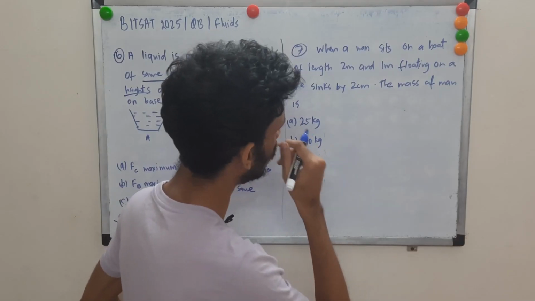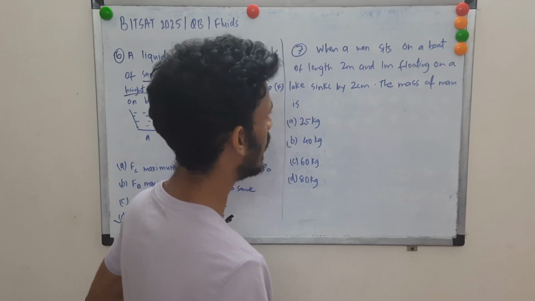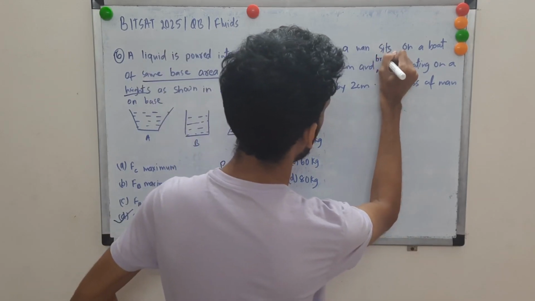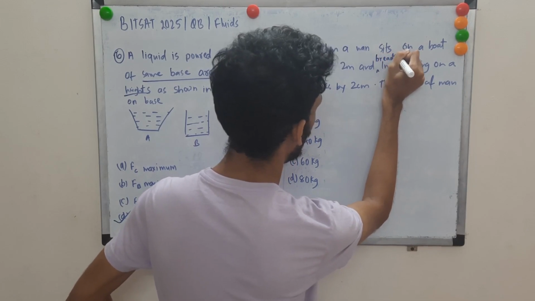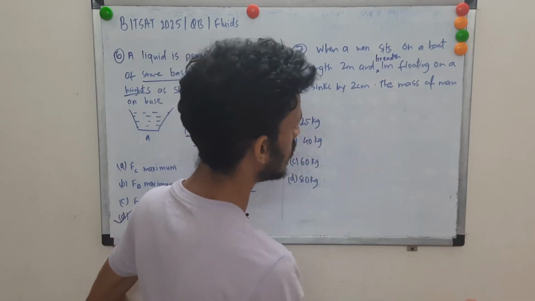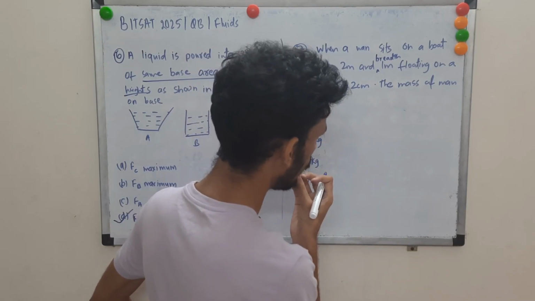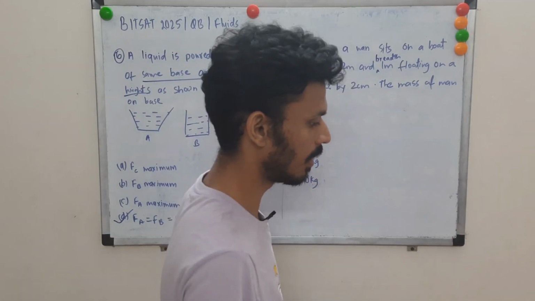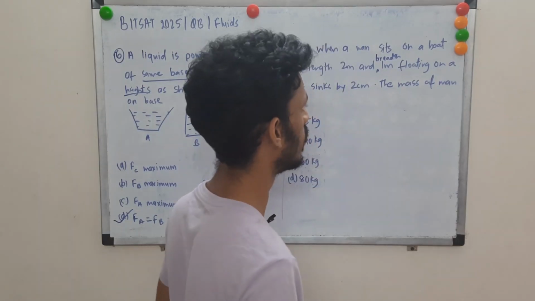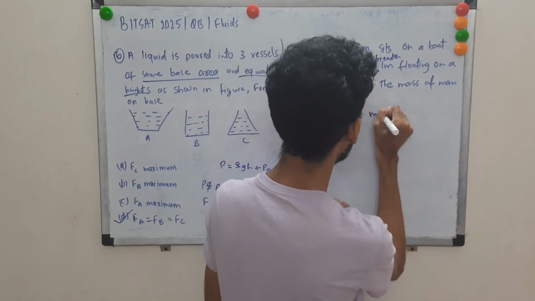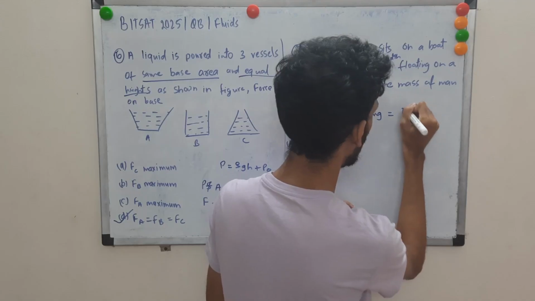A man sits on a boat of length 2 meters, and breadth 1 meter. So the dimensions of a boat are given, which was floating on a lake. It sinks by 2 centimeters. Find the mass of the man. Now it's easy. Basically, the water that rises is due to the upthrust, right? The mass is additional, so mg you can write equal to this upthrust.